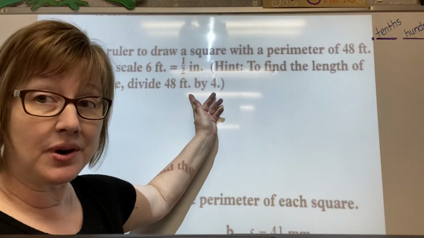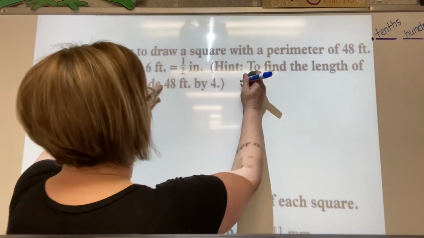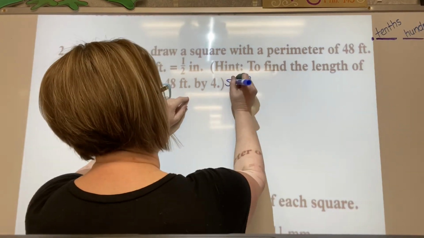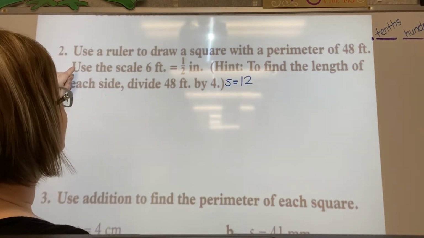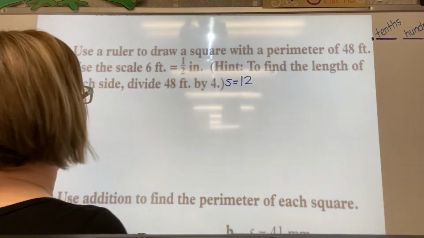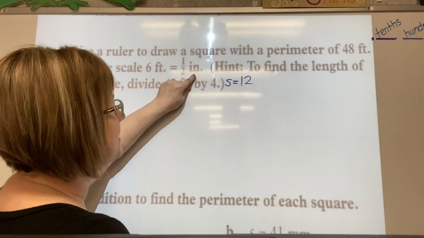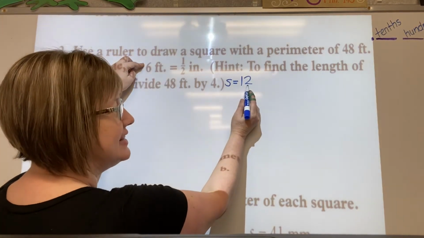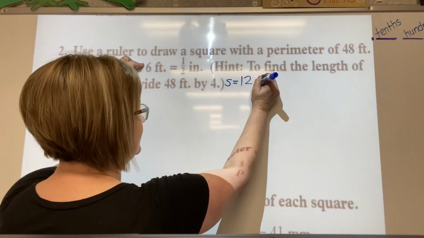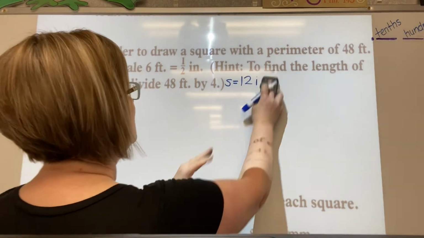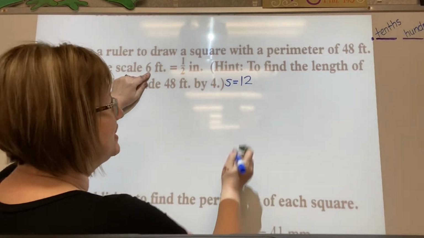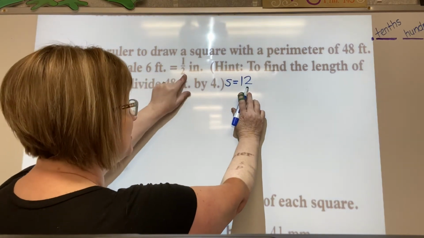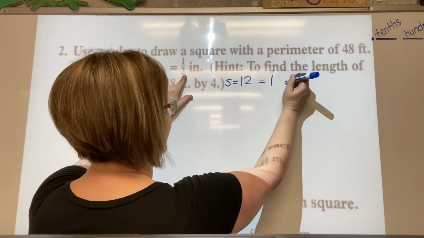So what's 48 divided by 4? 12. Good. So 12 is one side. Okay? One side equals 12. Then it says you're going to use a ruler to draw the square. The scale is 6 feet equals half of an inch. So if 6 feet equals half of an inch and each side is 12 feet, we have double that, right? So 12 would be double this. 12 would equal 1 inch.